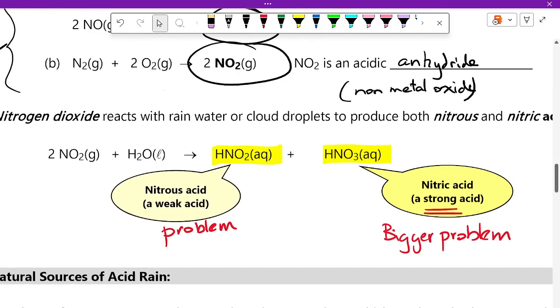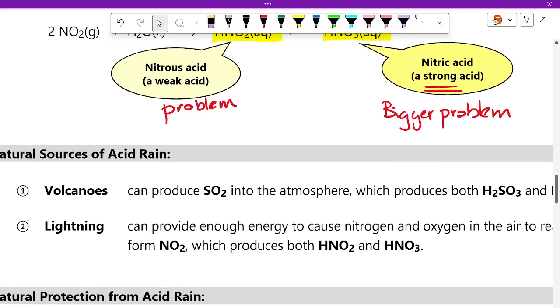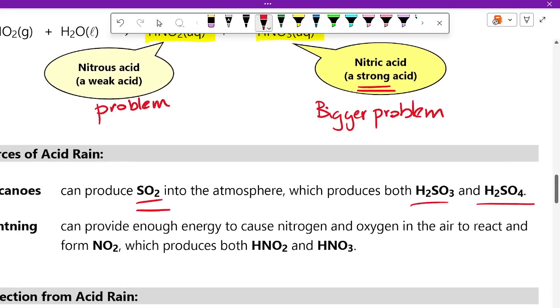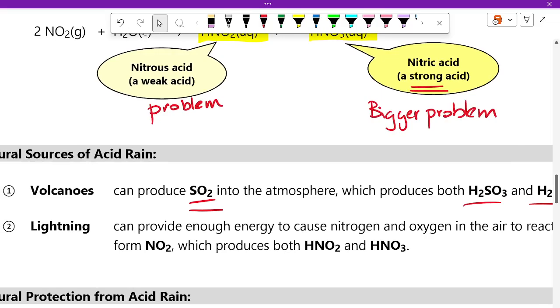So these are human sources of acid rain: burning fuel, burning coal, and car exhaust. Natural sources of acid rain: volcanoes produce SO2, and what acids do you get from SO2? Sulfuric and sulfurous. So you get H2SO3 and H2SO4. And lightning can cause the nitrogen and the oxygen in the air to produce NO2, which means you're going to get nitrous and nitric.